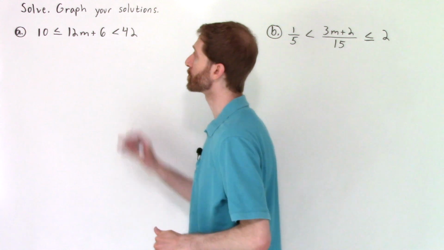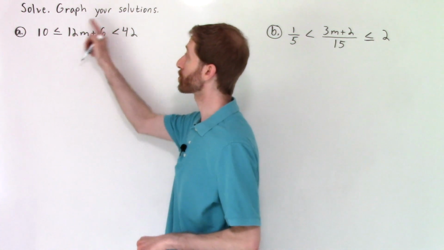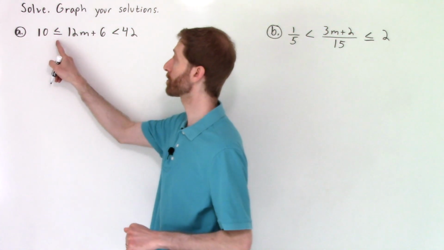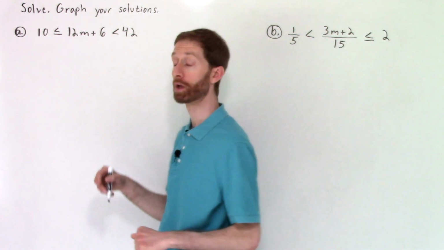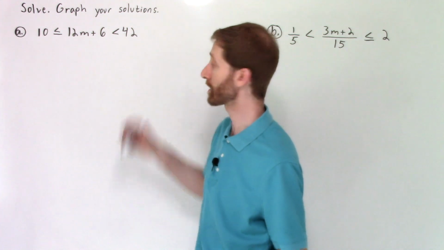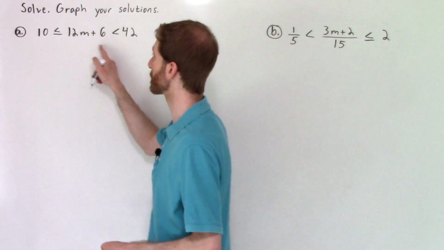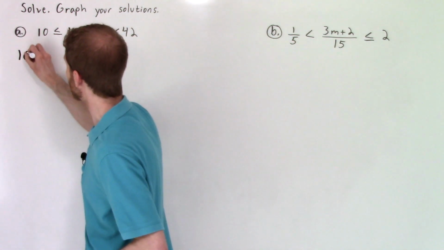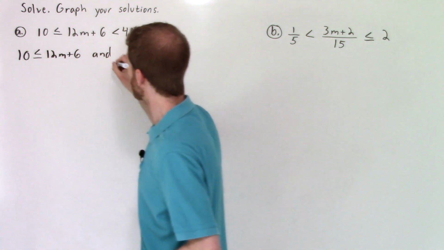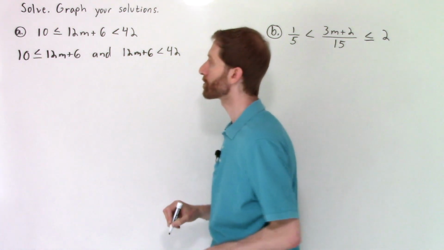Method one would be to split up an "and" inequality. How do you know it's an "and" inequality? Well, you've got the expression that you're solving for in between two inequality signs. This is read 10 is less than or equal to 12m plus 6, which is less than 42. Or you could read it as 12m plus 6 is greater than or equal to 10 and it is less than 42. So I'm going to split it up based on that second translation. 12m plus 6 is greater than or equal to 10, and 12m plus 6 is less than 42. So that's the splitting up method.